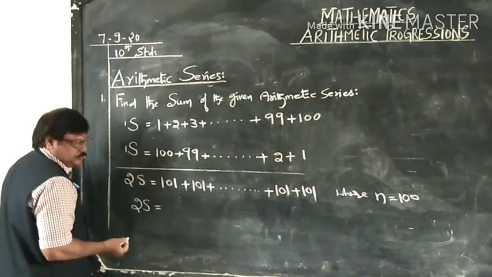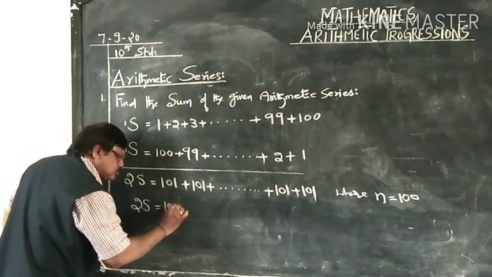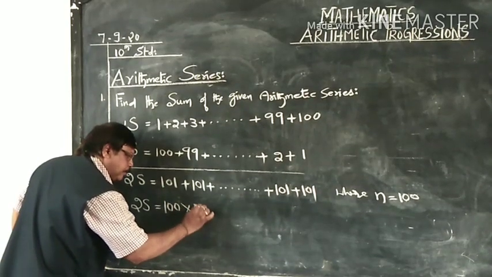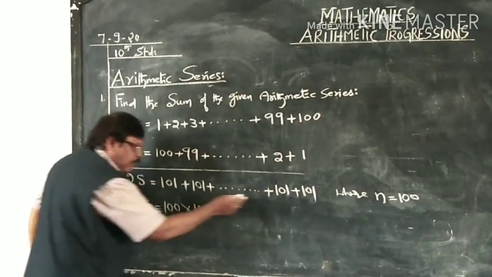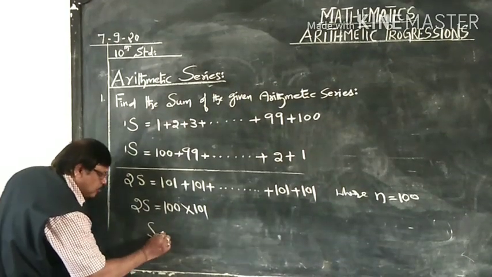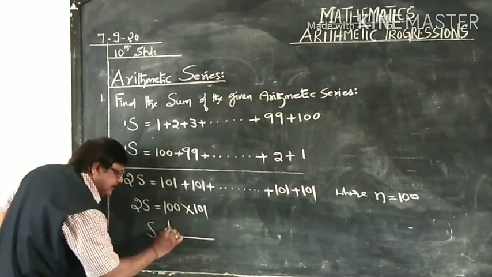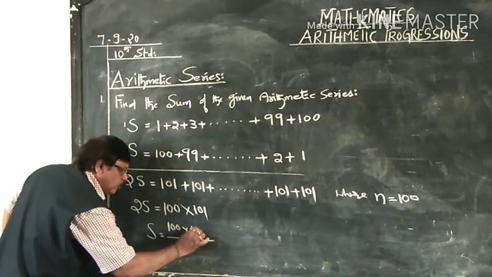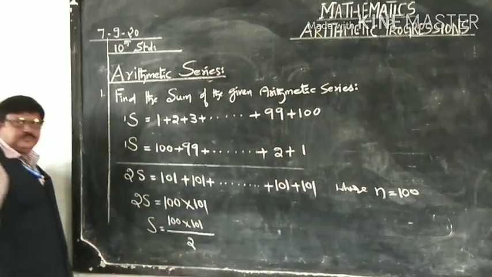So I can write this mathematical sentence: 2s is equal to 100 times 101. So s is equal to 100 into 101 by 2.